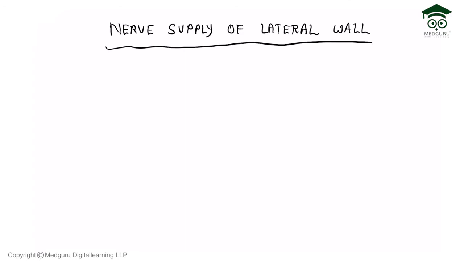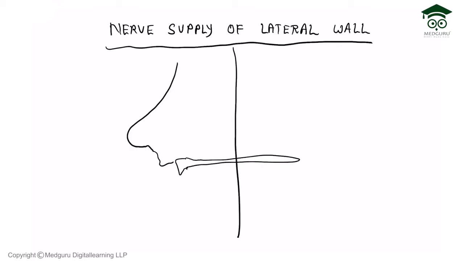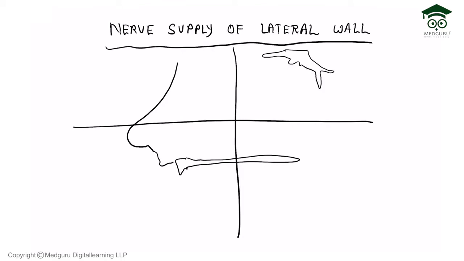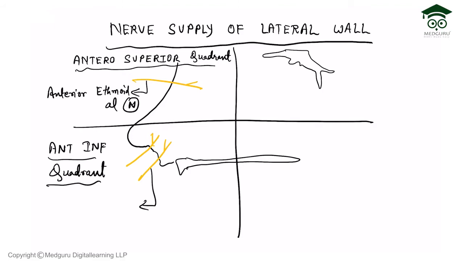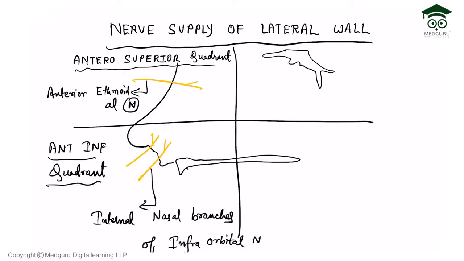Now coming to the details, make a diagram showing the lateral wall nerve supply. For making the diagram, firstly we make the outline of the lateral wall and divide it into 4 quadrants. The antero-superior quadrant has the anterior ethmoidal nerve. Lower down, in the antero-inferior quadrant, the nerve is the internal nasal branch of the infraorbital nerve.